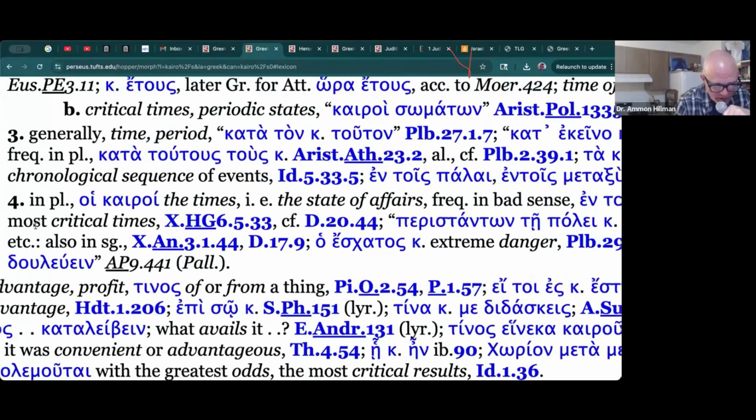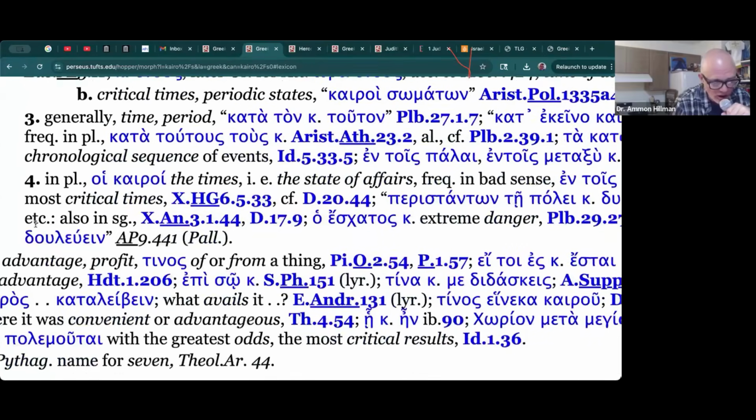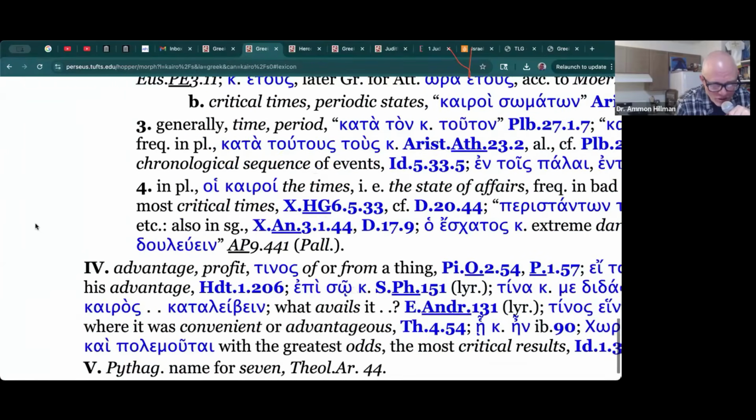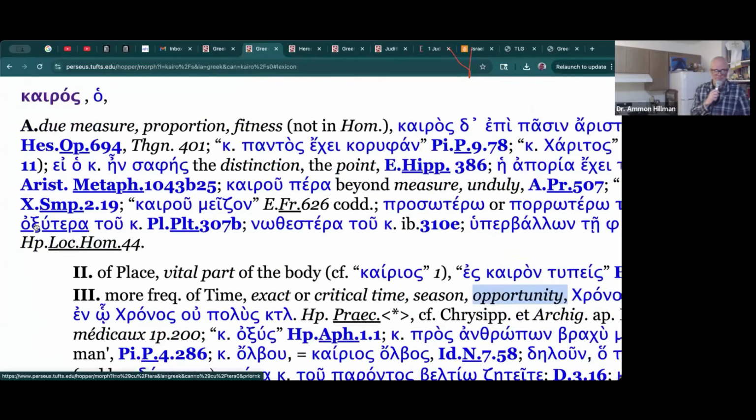Look at the plural, number 4 here. Hoi kairoi, the times. That is the state of affairs. What are the kairoi right now? What is the state of affairs? Are we in danger? Is there some kind of advantage for us? What are our odds? All of that from this one concept of proportion.